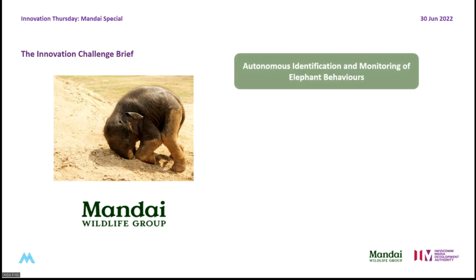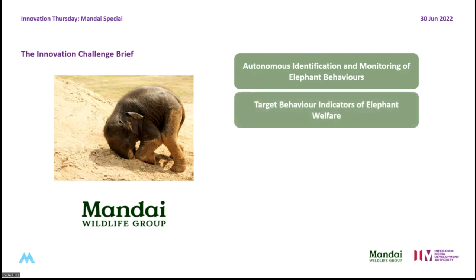The brief is, in a nutshell, the challenge was to track autonomously using sensors or the system, monitor, identify the elephants, each elephant, and monitor their behavior. So there were a few different specific behaviors like standing, sleeping, walking, swaying, that kind of thing that had to be detected, and we need to know which elephant it is. So there are targeted behavior indicators that also indicate whether the elephant is doing well or not, whether they're sick.